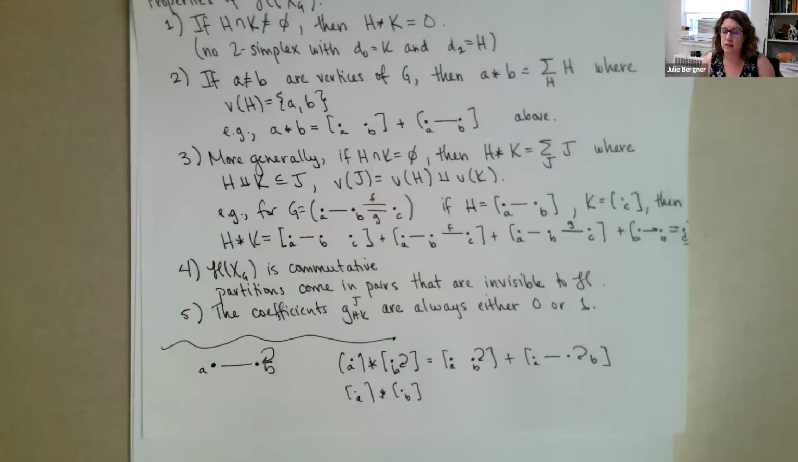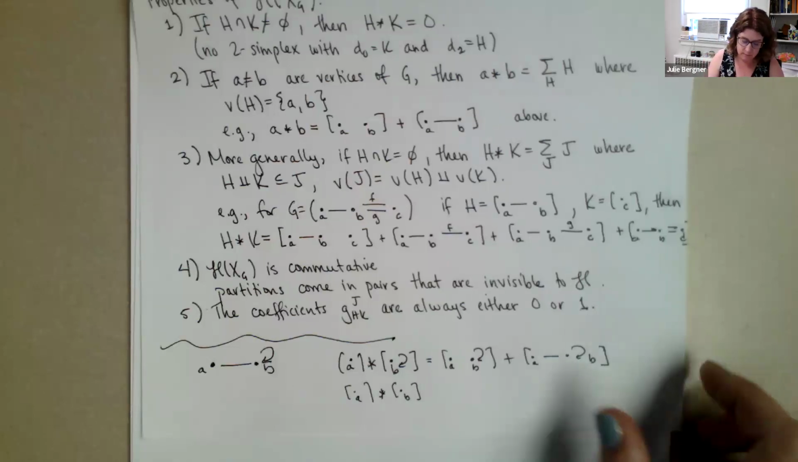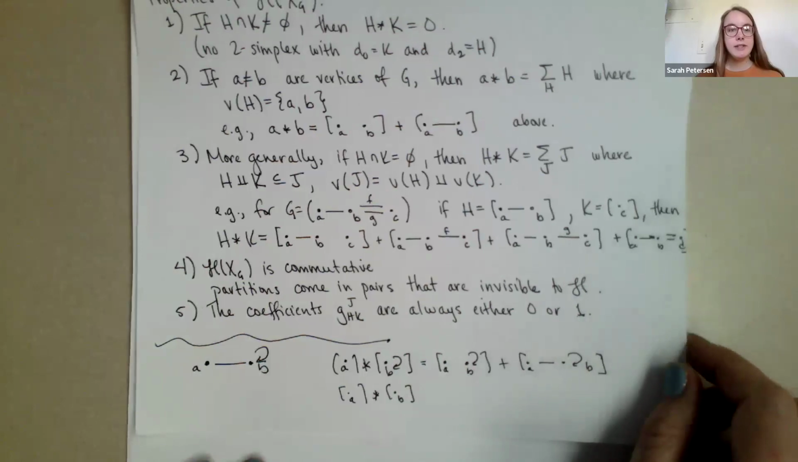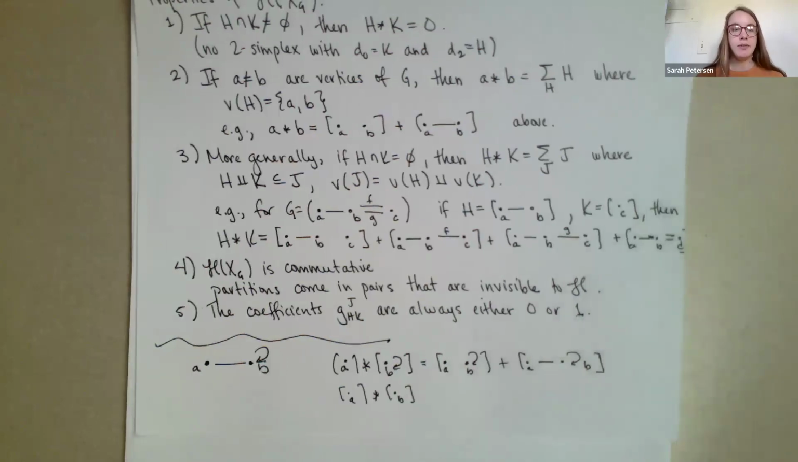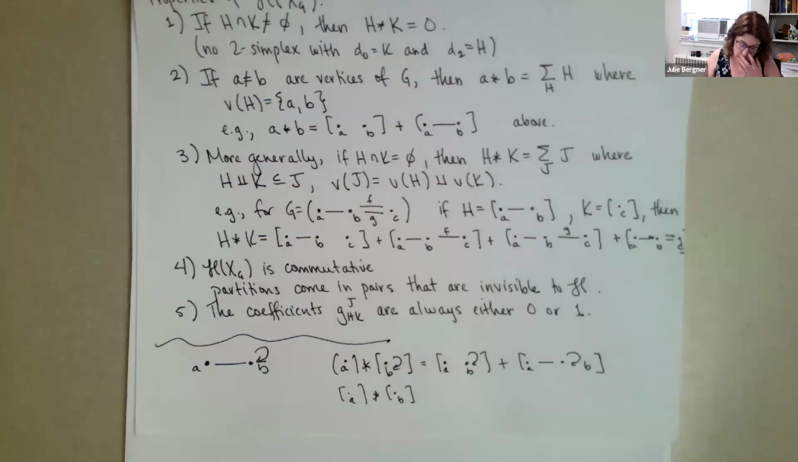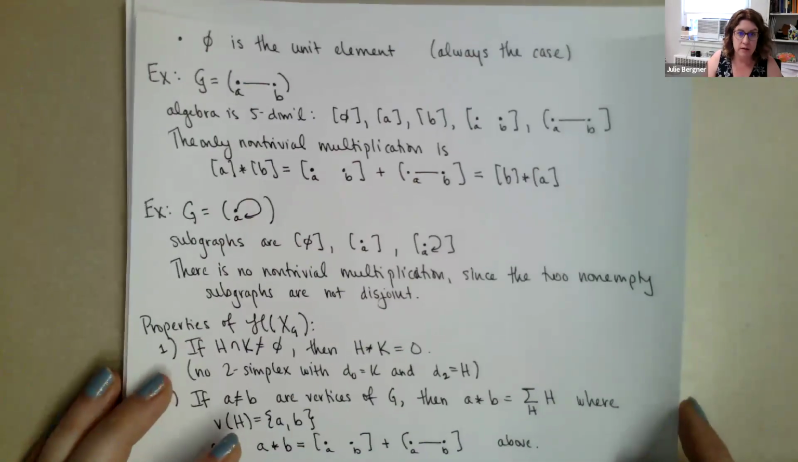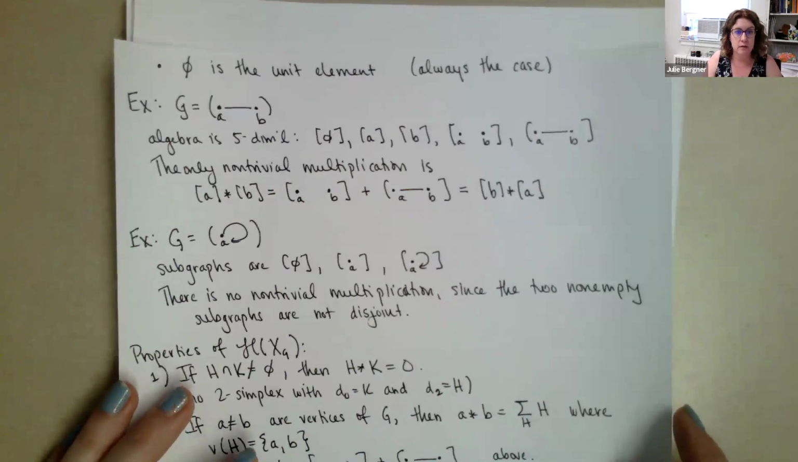There's also one more question in the chat, under number 4, about the partitions that are common pairs and about them being invisible, what the invisible part means. Oh, yeah. Let me go back. Maybe I'll write it up here.